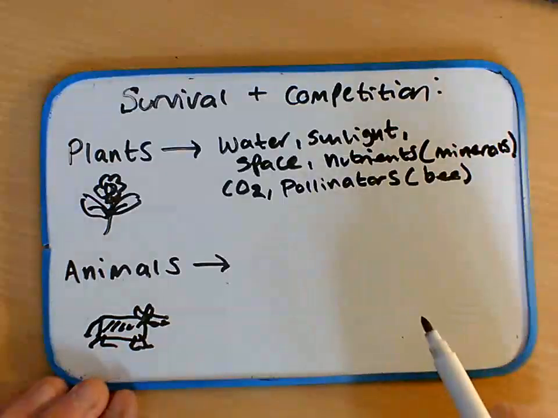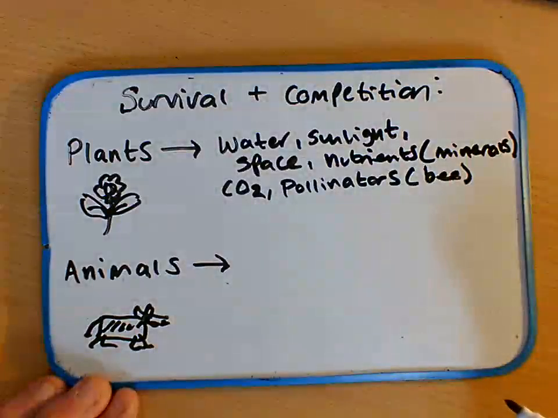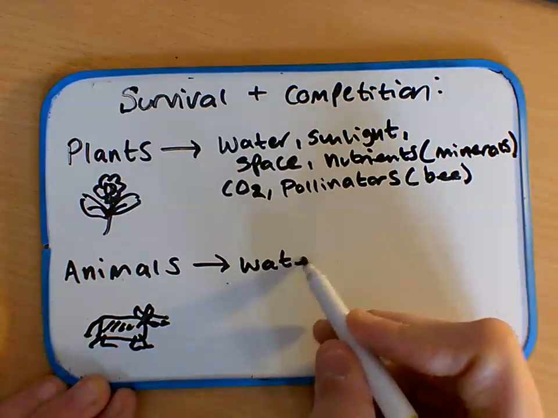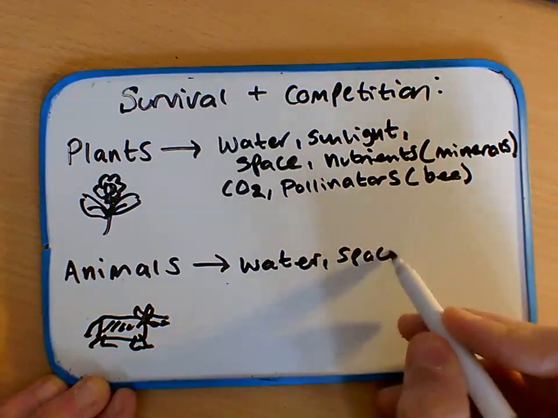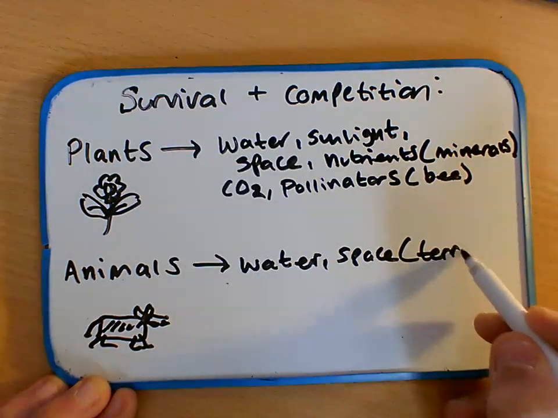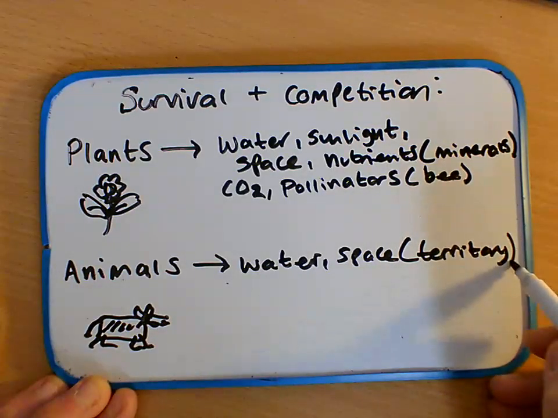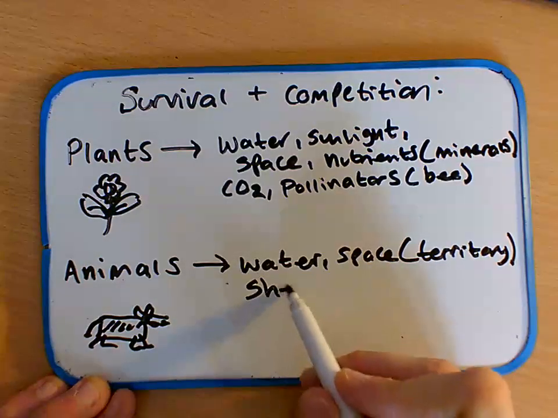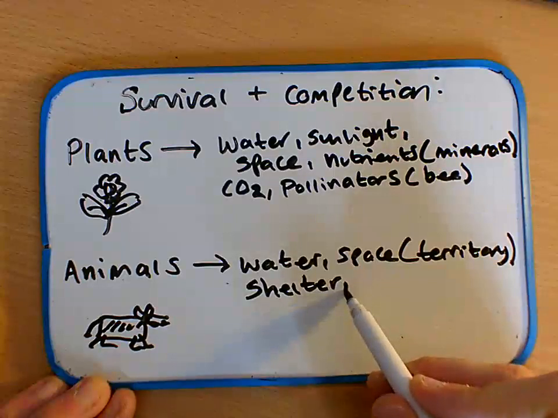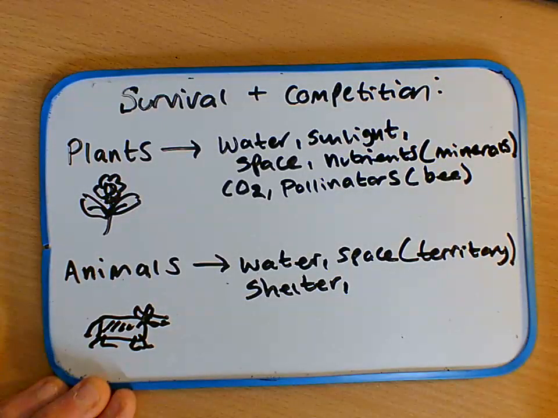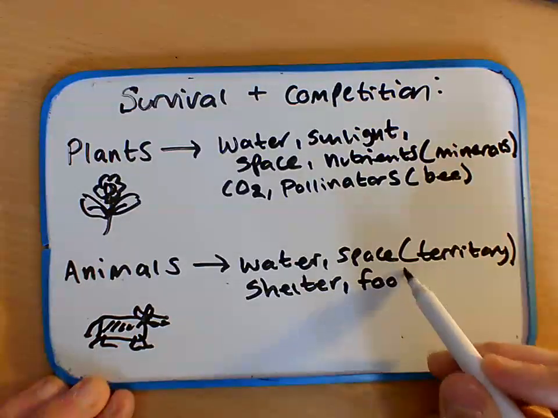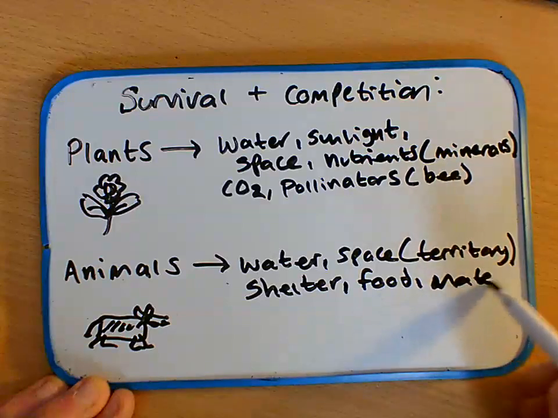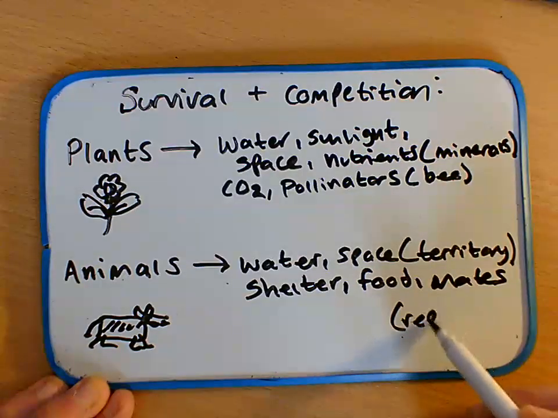Now, animals will require some similar things. So they'll need a water supply. They'll need their own space, sometimes referred to as territory. They're going to need shelter from storms, rain, wind. They're going to need a food supply. And they're going to need mates. Now, by mates, we're talking about reproduction.